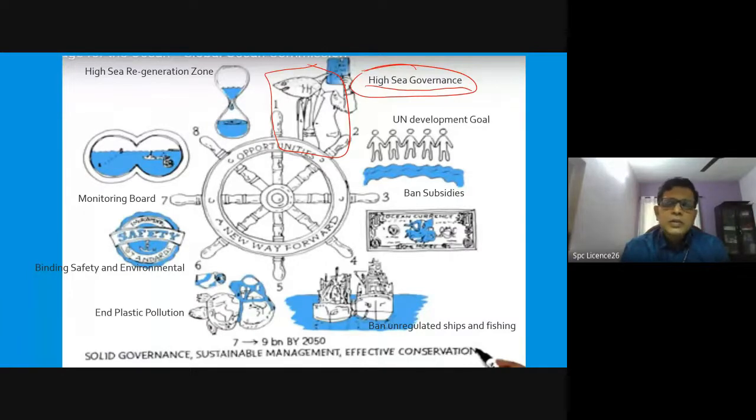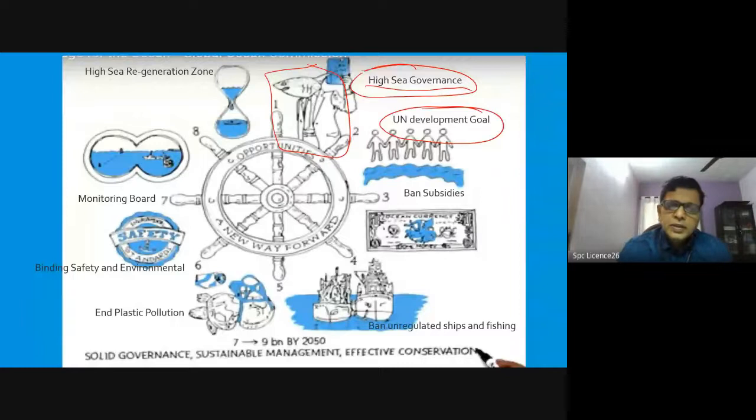Literally 90% of the countries of this world will have some part of their waters touching the ocean waters. It becomes very difficult, since the United Nations Development Goal looks at saving the quality of waters and resources as far as oceans are concerned.